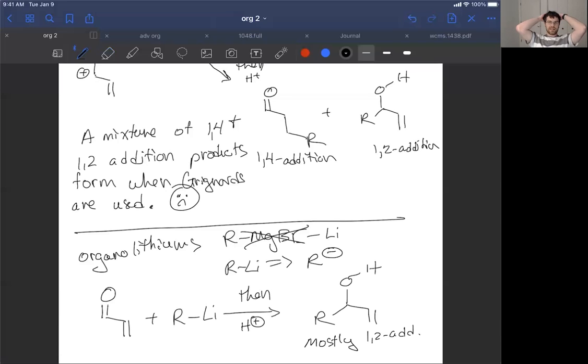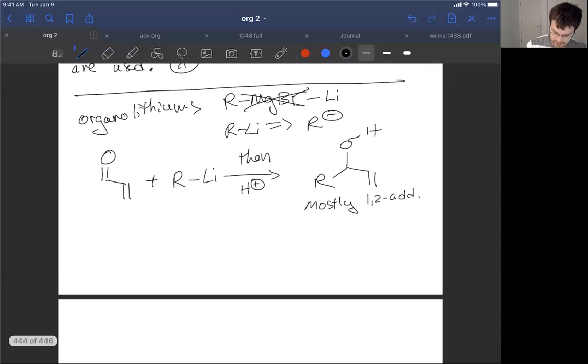Huh. Well, the conjugate addition was so useful. It would be great if we had some way to get the conjugate addition products. Okay, well, how do we do this? It turns out that we invented a new class of reagents called Gilman reagents to take the place of Grignard reagents just for this purpose.